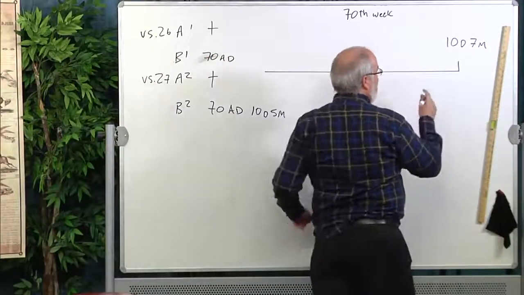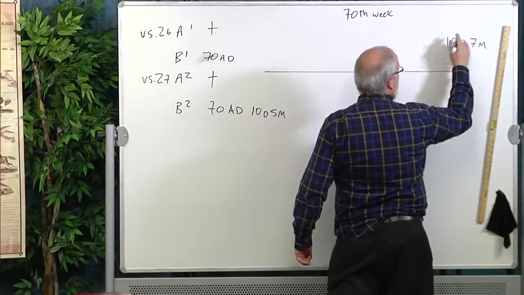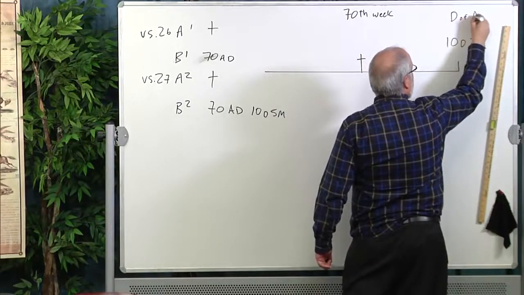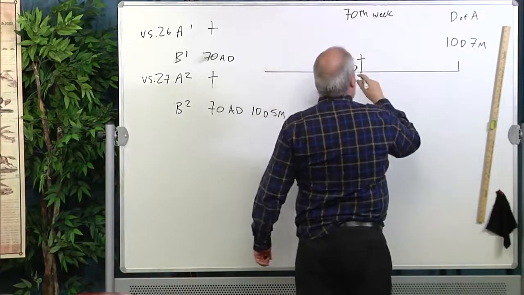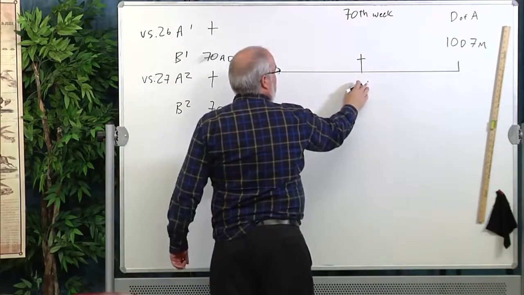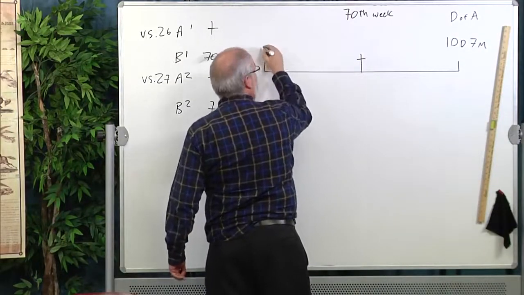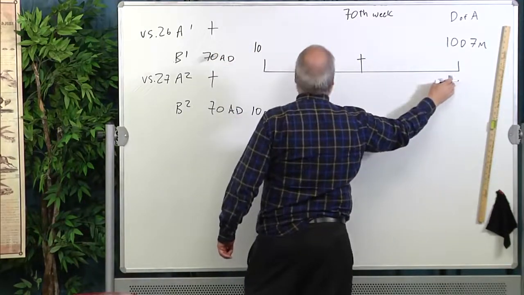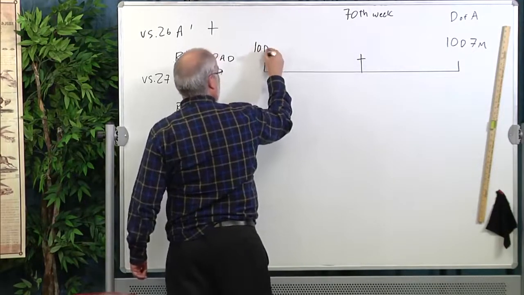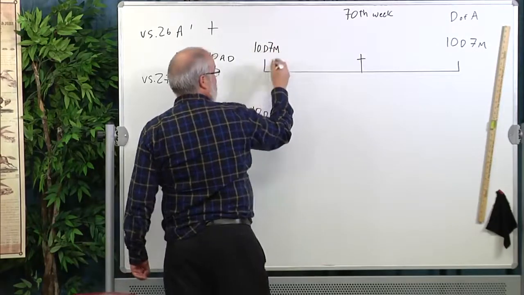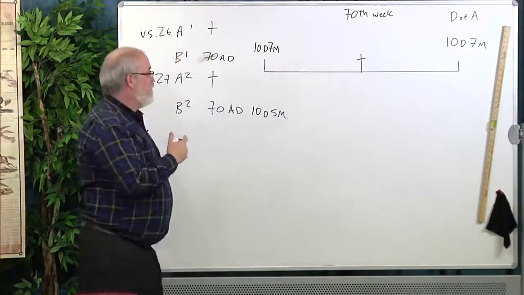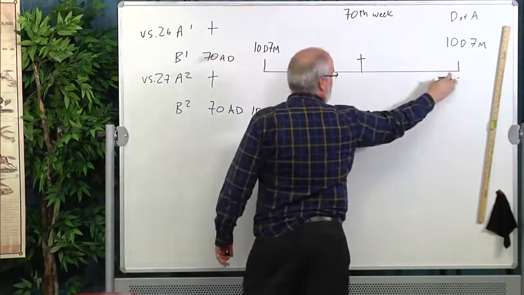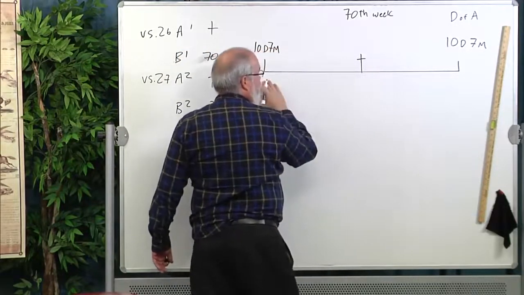So this here is, of course, the Day of Atonement. And we would have to assume then, if the 70th week ends on the Day of Atonement, when would it begin? On the Day of Atonement. That's an assumption I'm making, but I'm going to put this here. So we're going to say that this week begins here and ends here.